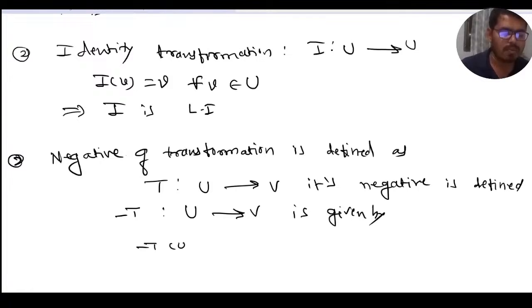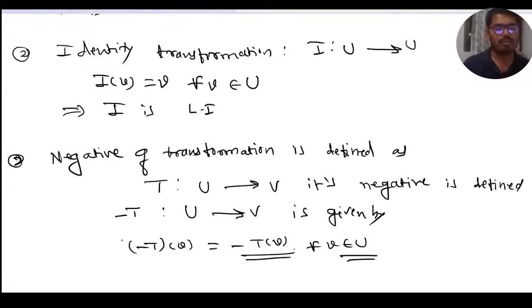minus T of v is equal to minus of T of v, for all v belongs to U. Okay, it is the definition of the negative of transformation T, or minus T is the negative of the plus T transformation. And by using this definition, this minus T is also a linear transformation. Okay, next.